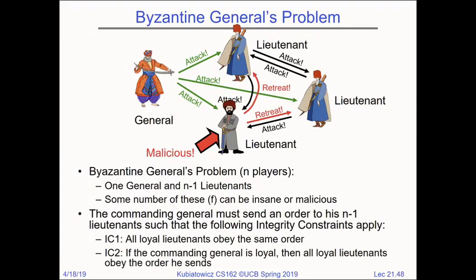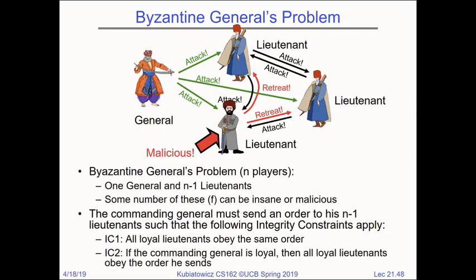Now, yes, question. How do you know your general is loyal? I like your question. How do you know the general's loyal? Or how do you know the lieutenant is loyal? The answer is there is no way to know at all for sure.